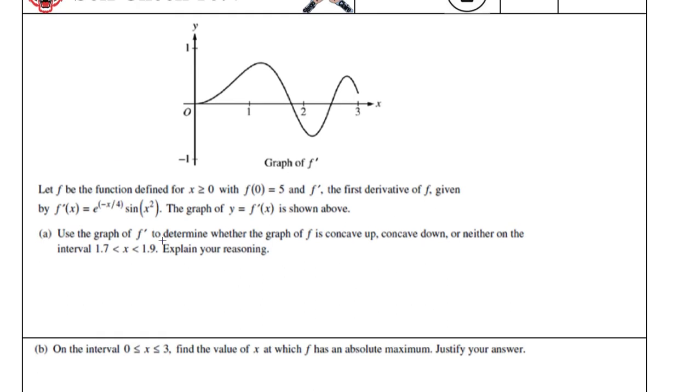All right, A, use the graph of f prime to determine if f is concave up, down, or neither. Okay, so what is the definition of f concave up? f double prime is greater than 0, and then concave down is where? There it is, f double prime less than 0. For both of these, it's f double prime on a graph of f prime, which is slope.